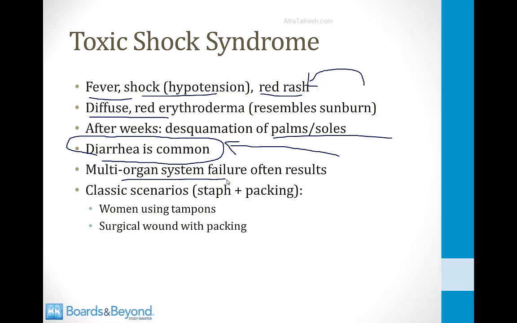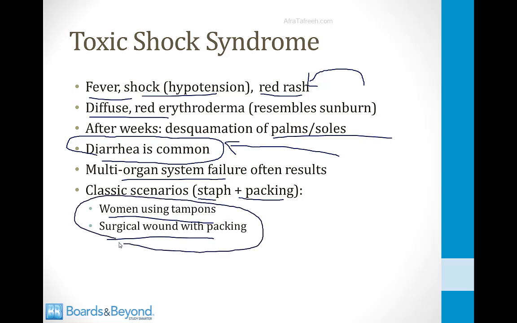And classic scenarios are staphylococcus plus some type of packing material where it can grow. So women who've had a tampon inserted or surgical wounds that are packed, both of these things can trigger someone to develop the toxic shock syndrome. And that concludes our module on virulence.